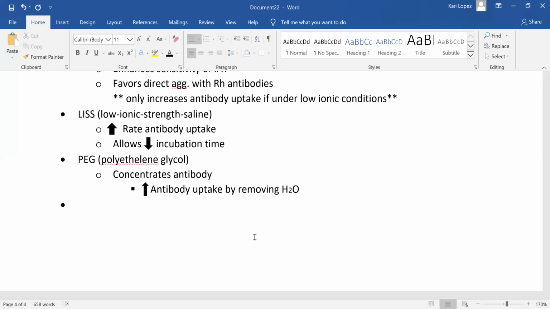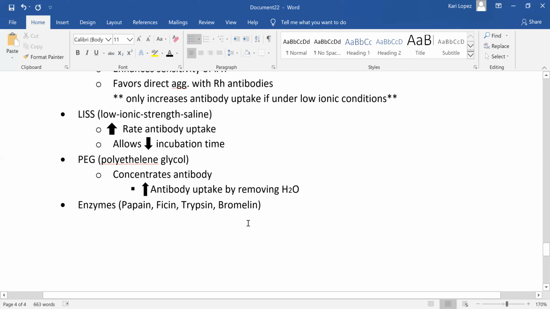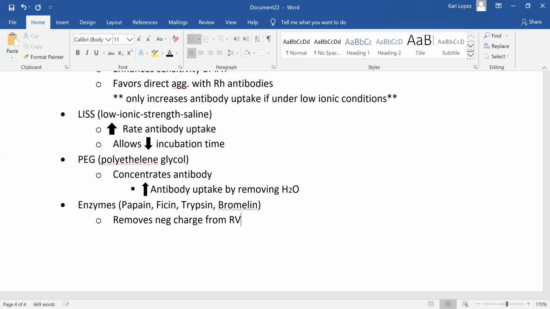Next one I'm going to talk about is your enzymes. Your enzymes can consist of papain, ficin, trypsin, or bromelain. So whenever you hear papain treated or ficin treated, it's referring to these enzymes. They remove negative charge from the RBC membrane, and that promotes agglutination.